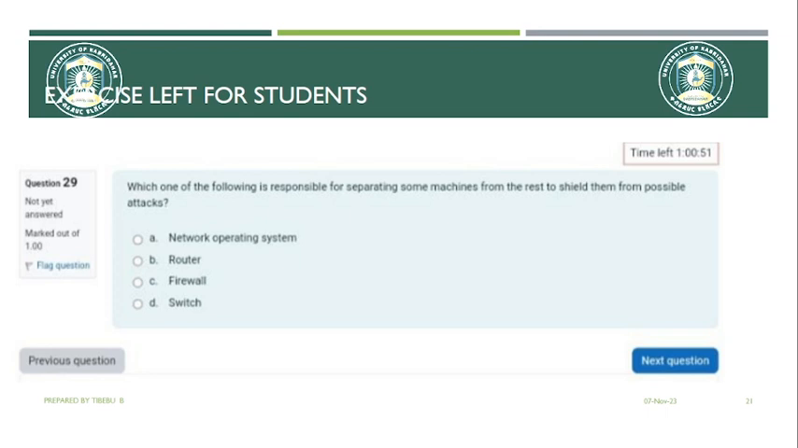አታኪን ሊከላከልልን ይችላል ብለን which one of the following is responsible for separating some machines from the rest to shield them from possible attacks? The options are network operating system, router, firewall, switch. This is left for you.